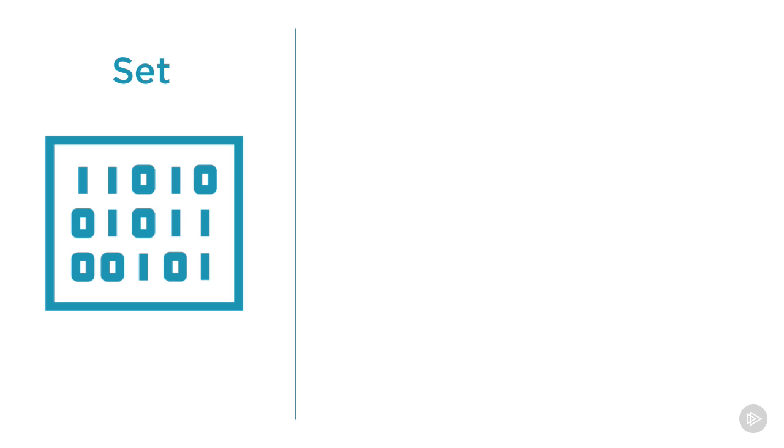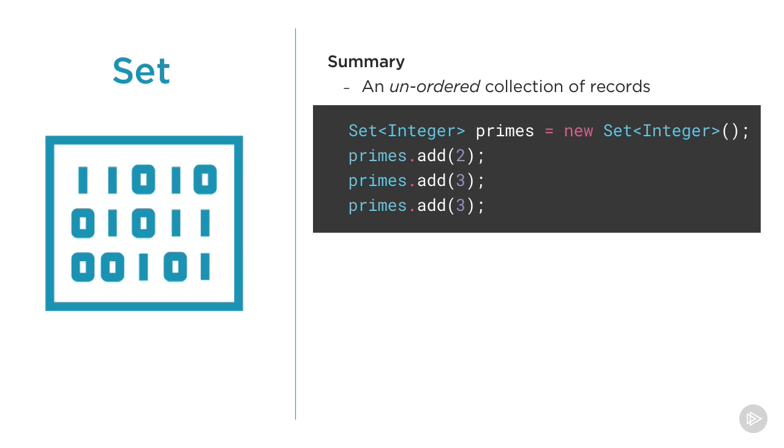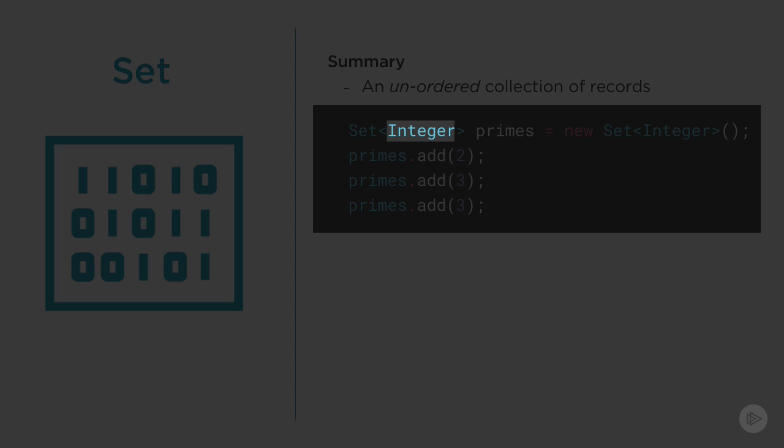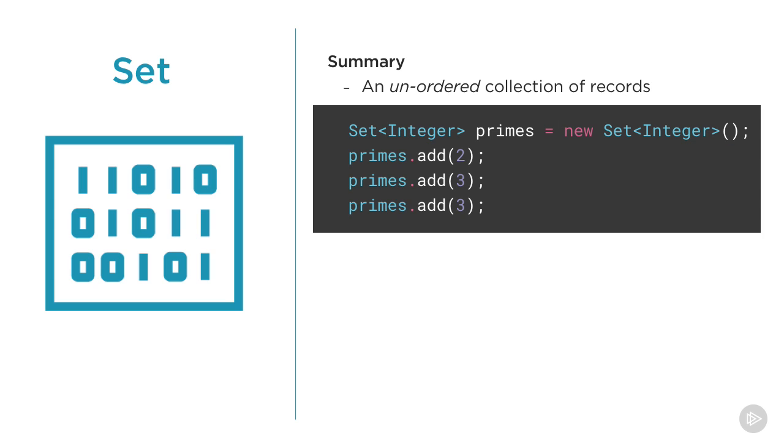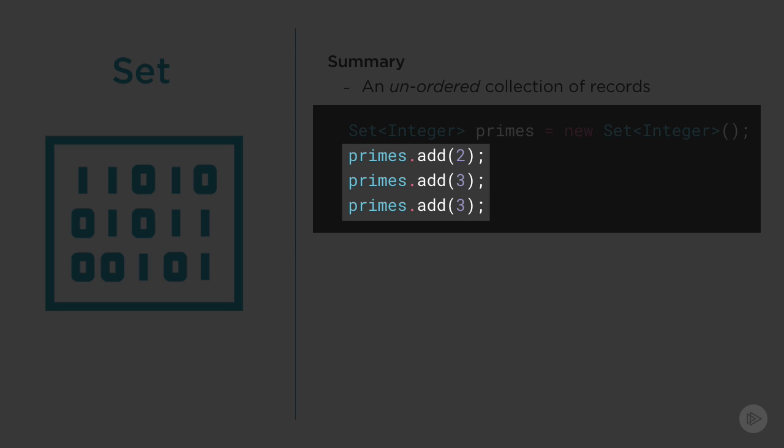The second and last type of collection we'll cover is the set. A set is just like a list, but it's unordered, meaning each record inside of it has no specific position. Creating a set is just like creating a list. First, we choose the data type. Then we give our set a variable name. And finally, we create our empty set using the new syntax here. Don't forget the parentheses at the end. Similarly, we add values to our set using the add method.